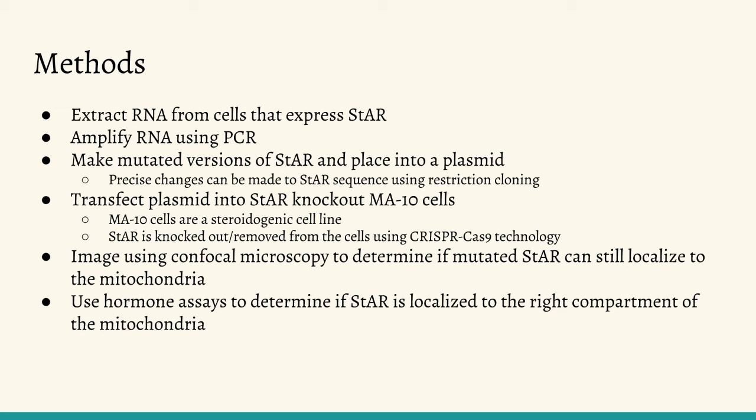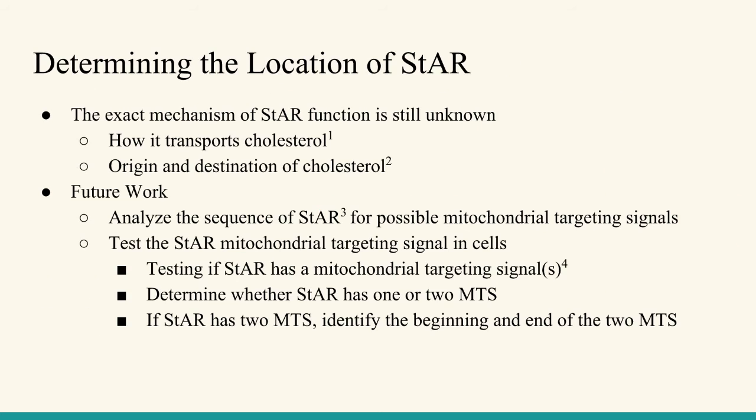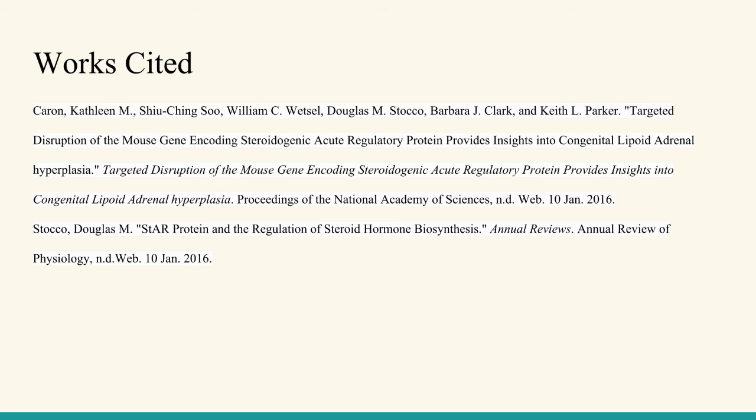They're the steroidogenic cell line, which means they naturally express STAR. STAR is removed from the cells using CRISPR-Cas9. And then we use confocal microscopy to get an image to see if the mutated STAR can still localize to the mitochondria. So you see in the diagram if STAR still appears where the mitochondria appear. And then you use hormone assays to determine if STAR is localized to the right compartment of the mitochondria. That way you can determine which compartment the STAR is in. And here's my assay.